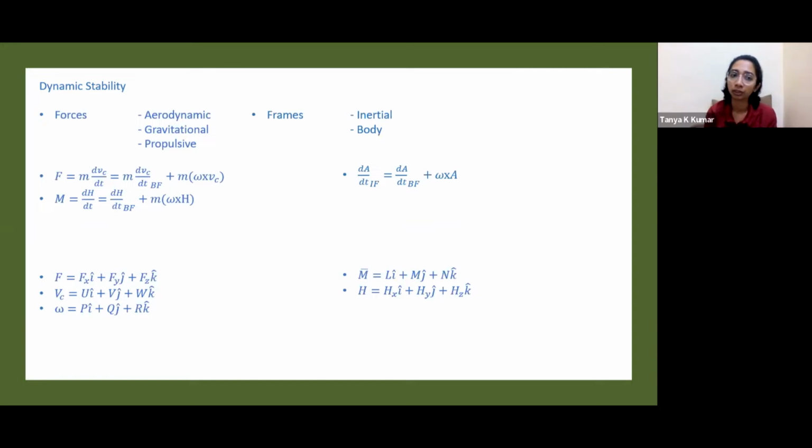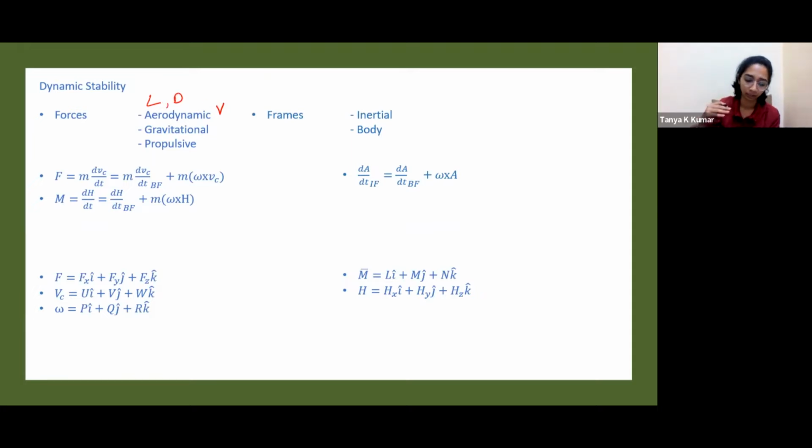Now we look into what the forces acting on an aircraft are and what frames are used for this dynamic stability analysis. The forces acting on the aircraft are of three kinds: aerodynamic, gravitational, and propulsive. Aerodynamic forces, we know, are lift and drag. They depend on the relative velocity, V.